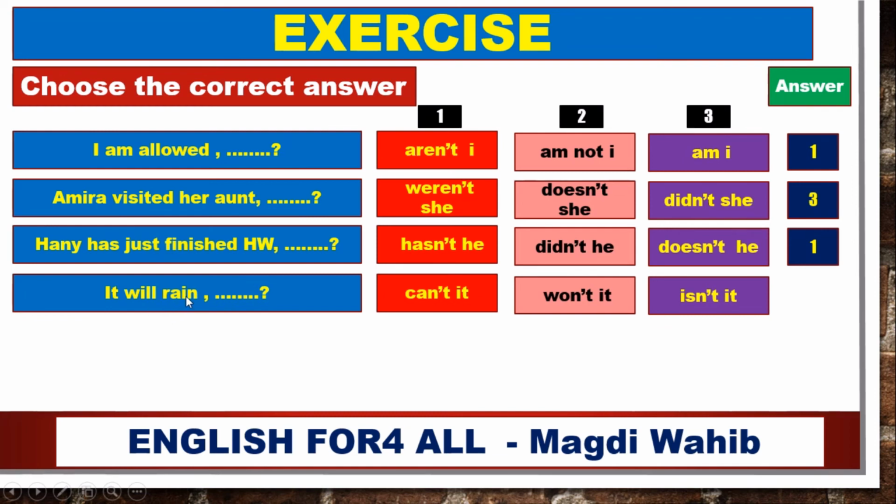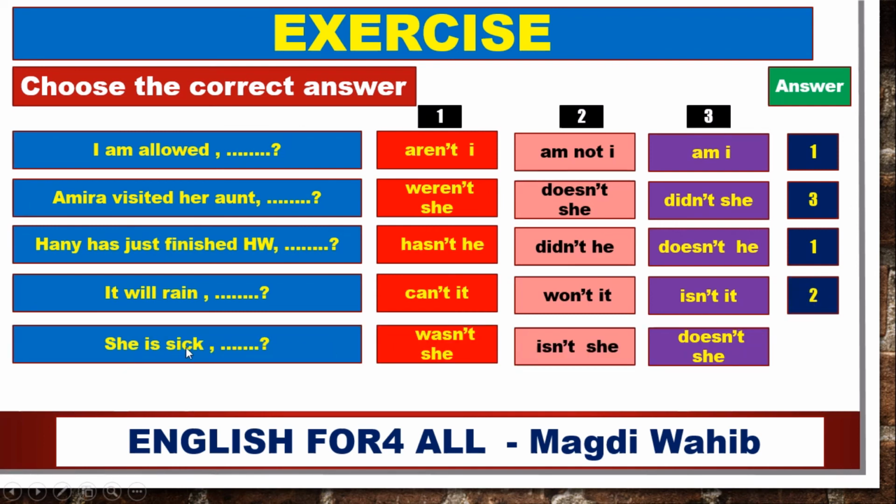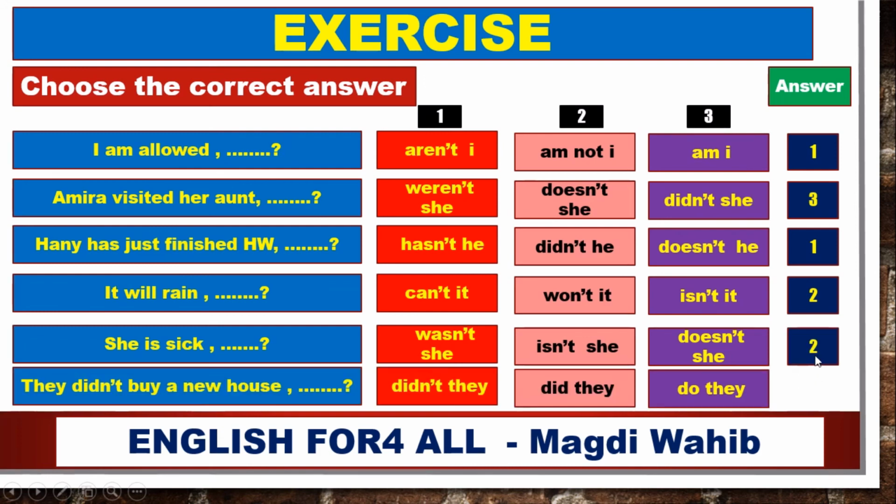Number 1. It will rain. Someone is expecting it to be raining. It will. Change will to won't in the question tag. So our correct answer is excellent. Number 2. She's sick, present simple, and it is positive. Present simple negative in the question tag. She's sick. Which one? Excellent, number 2, isn't she?